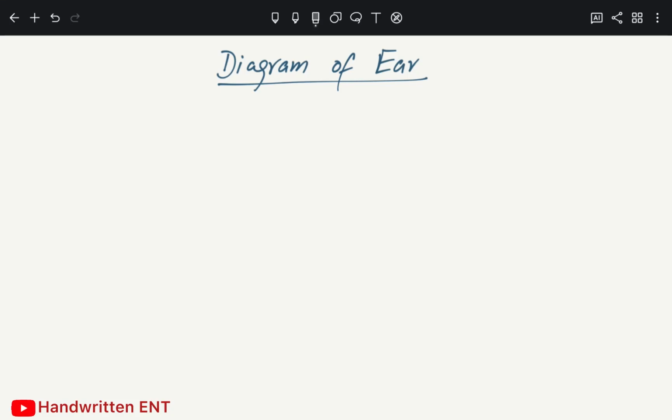Hello everyone. In today's video, I'm going to draw a diagram of the ear in the coronal aspect. So basically, let's learn what a coronal aspect is.